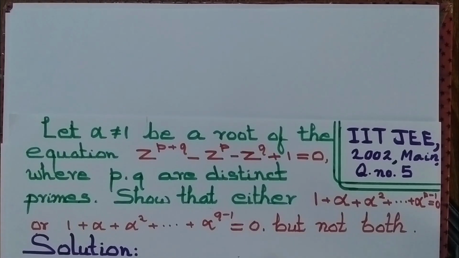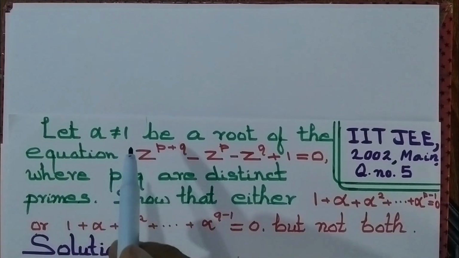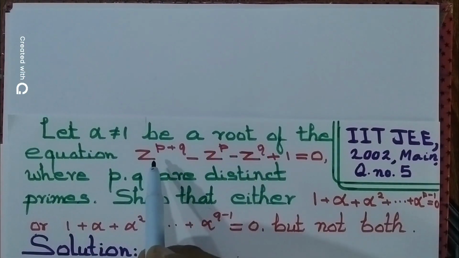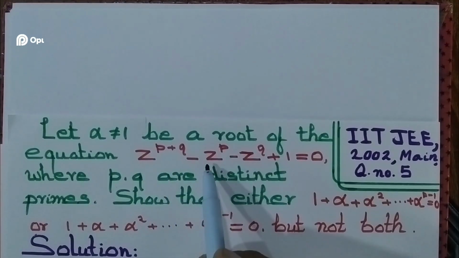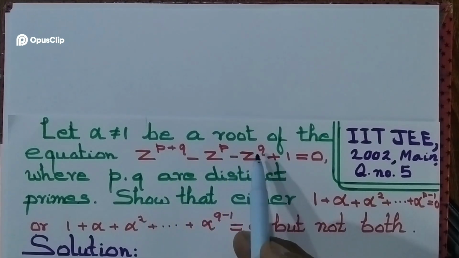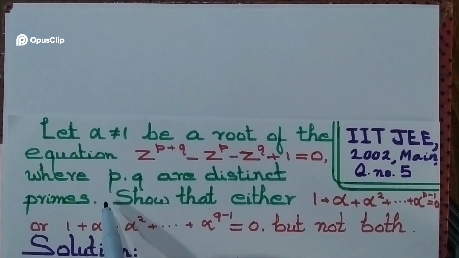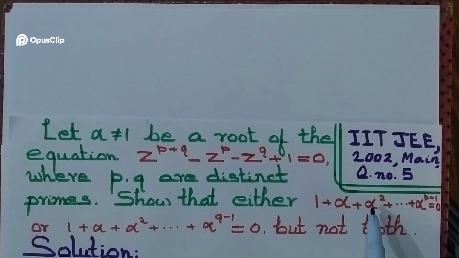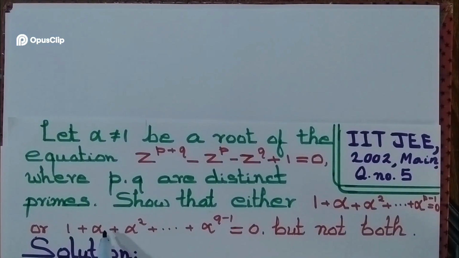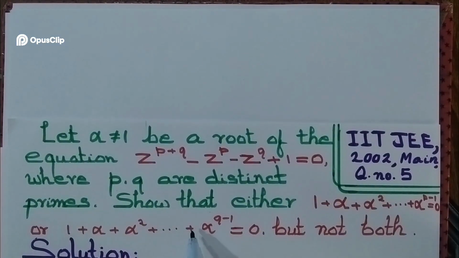In this video, we show that if alpha not equal to 1 is a root of the equation z to the power p plus q minus z to the power p minus z to the power q plus 1 equal to 0, where p and q are distinct primes, then it must happen that either 1 plus alpha square plus dot dot dot plus alpha to the power p minus 1 equal to 0, or 1 plus alpha square plus dot dot dot plus alpha to the power q minus 1 equal to 0, but not both.